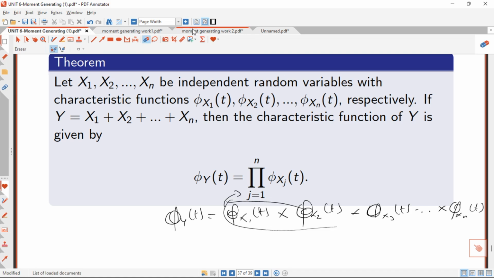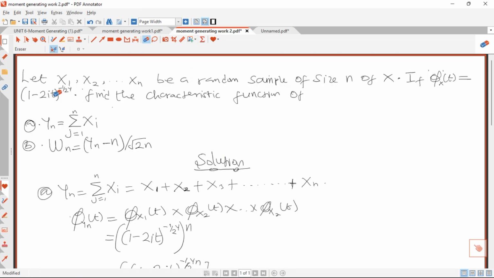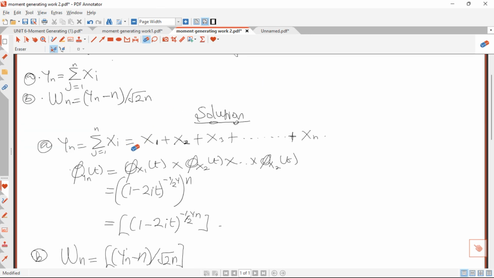Okay, so when we come here, we have an example. It's saying that let X1, X2 to Xn be a random sample of size n of X. If the characteristic function of the random variable X is given as (1 minus 2it) all raised to the power negative 1 over 2 times v, find the characteristic function of Y sub n, which is equal to the summation of Xi, moving from 1 to n. Okay, so that means that we are going to have our Y equal to X1 plus X2 plus X3 plus ... plus Xn.